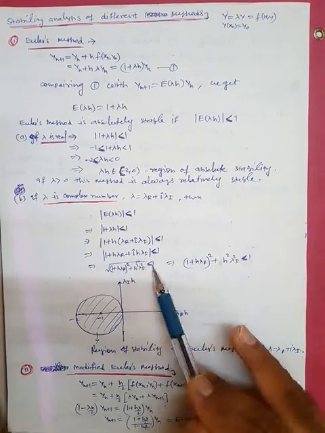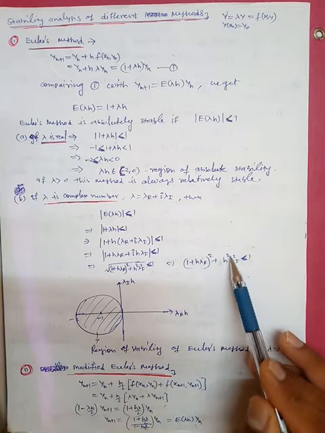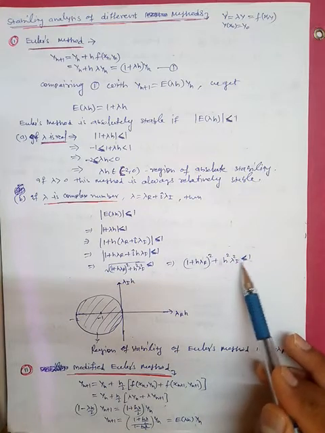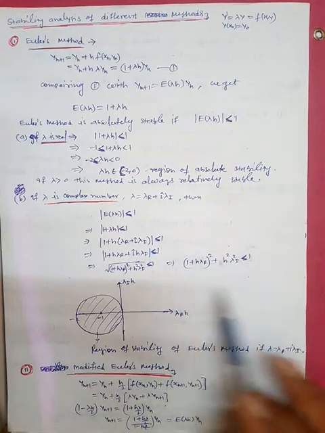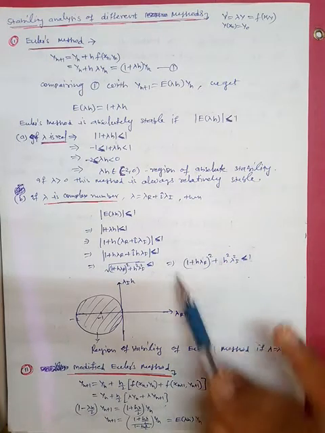Now squaring both sides, we get this relation: (1 + hλ_R)² + (hλ_I)² < 1. And this is nothing but basically a circle. This is a circular region.